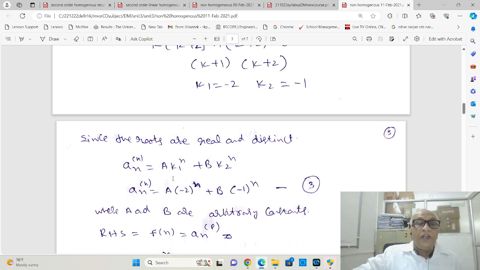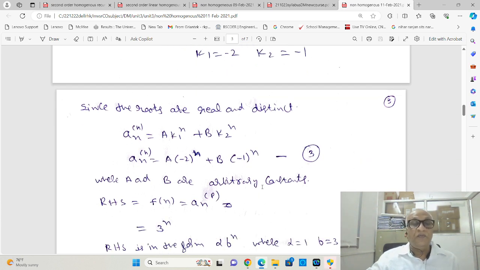So here the value of k1 is minus 2 and the value of k2 is minus 1. Substitute that. So we will be getting a into minus 2 to the power of n plus b into minus 1 to the power of n. Here a and b are the arbitrary constants. Now what remains? What remains is the RHS function f(n).